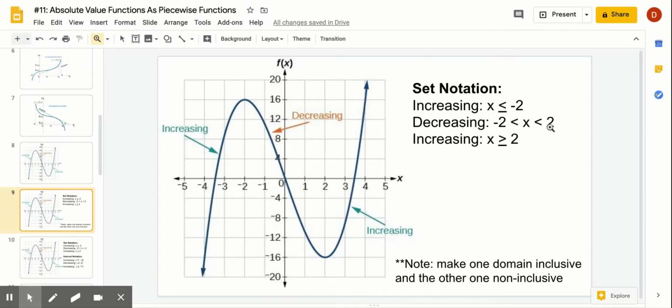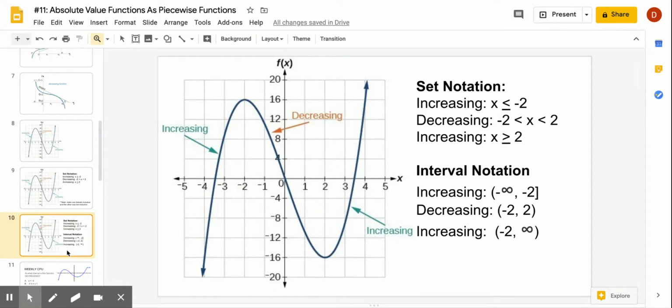Same thing I did here. When we said our decreasing interval ends right before 2, then our increasing is x is anything greater than or equal to 2. Also included this same interval of increasing and decreasing, but using interval notation. Notice that any time that you have infinity, it has to be parentheses because infinity is not a defined number, right? We don't know exactly what that number is. But notice that I use brackets for these. Oh, this should be a bracket. My bad. There should be a bracket right here. And then I use parentheses for these little ones.